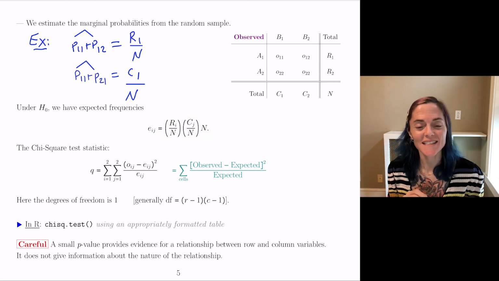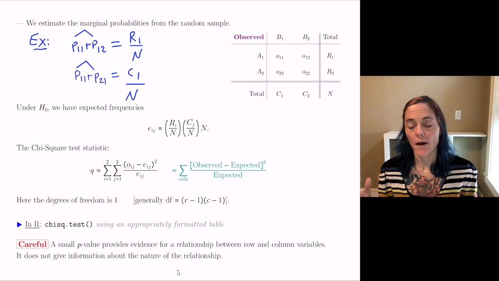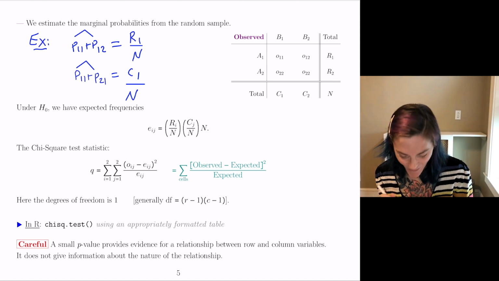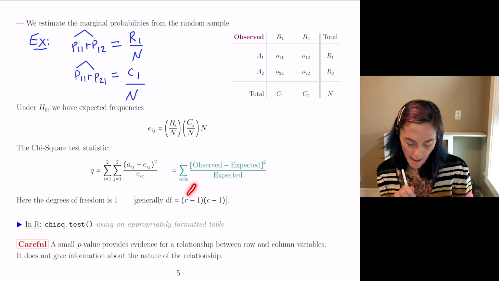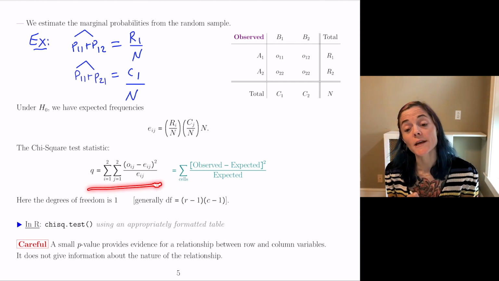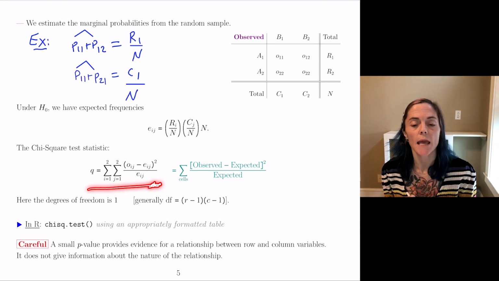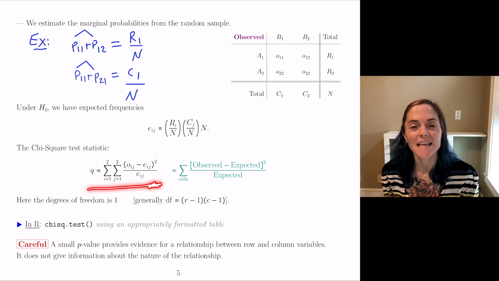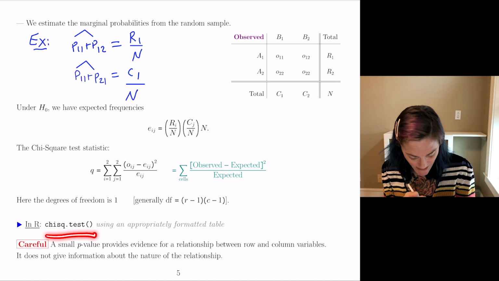So the chi-square test statistic, well, it looks very much like the chi-square test statistic from a few pages ago. We take observed minus expected squared, and then we normalize by expected. Here we add up over all the cells, and it looks exactly like this. Here, the degrees of freedom is 1. Generally, if you have a contingency table, you take the number of rows minus 1 times the number of columns minus 1.